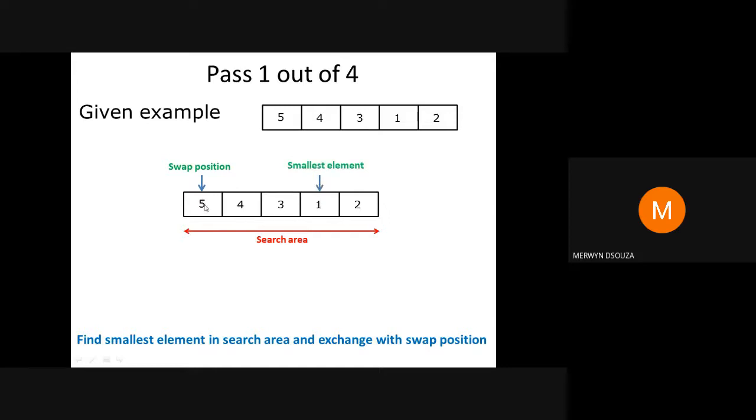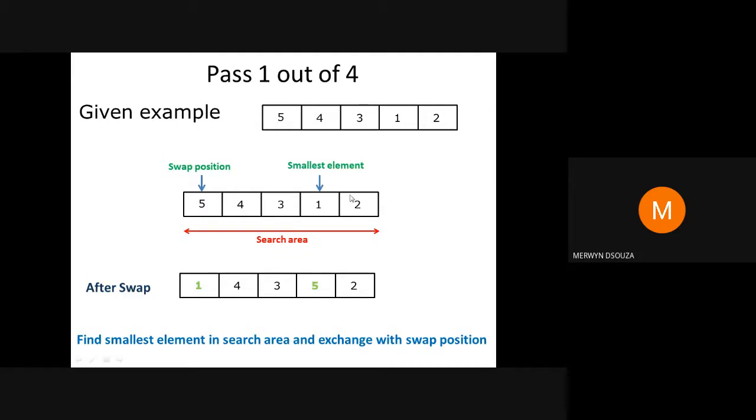The first value in the search area is known as the swap position. Once you mark these two values, the swap position and the smallest element, your next step is to exchange them. You will exchange 1 with 5. The remaining values you write as they are. After swapping, it will look something like this: you swap 1 with 5, and the remaining 4, 3 and 2 you write as they are. So this is your first iteration, or the first pass.